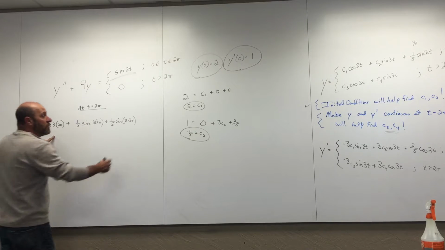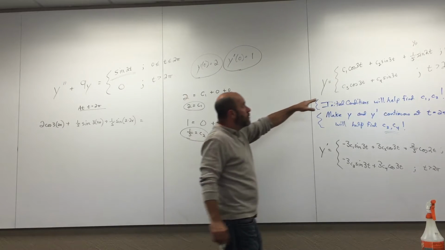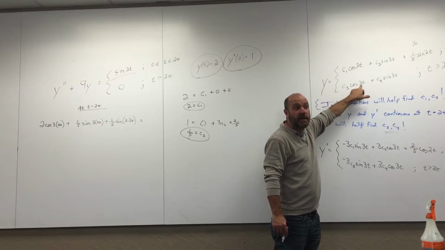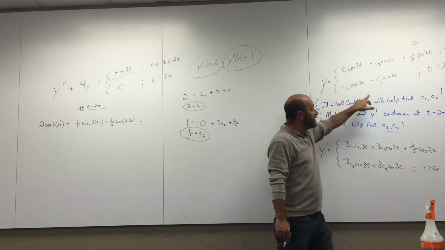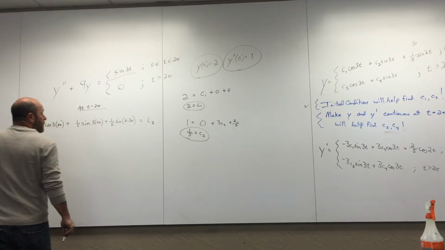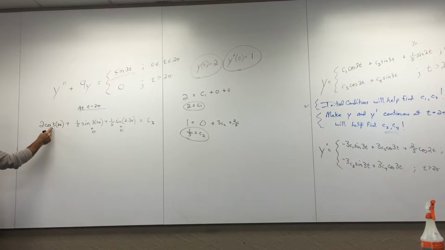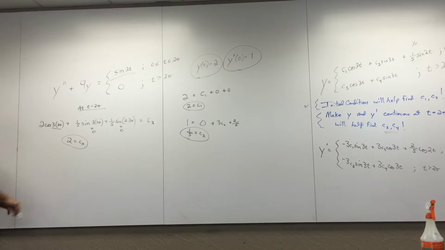And it should equal the bottom at 2 pi. If you plug in a 2 pi in this bottom one, I'm going to quit writing so much. Plugging in a 2 pi in there is a 6 pi, and that's a 1. So it's a C3, and the other guy is a 0. So I just get a C3. The cosine of 6 pi is a 1. So yeah, C3 is a 2.